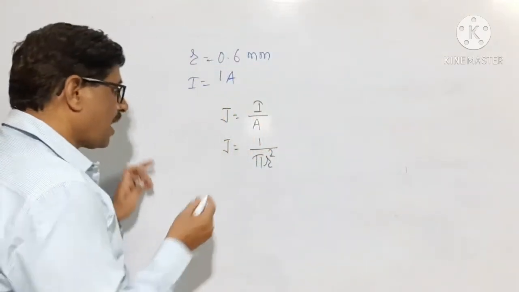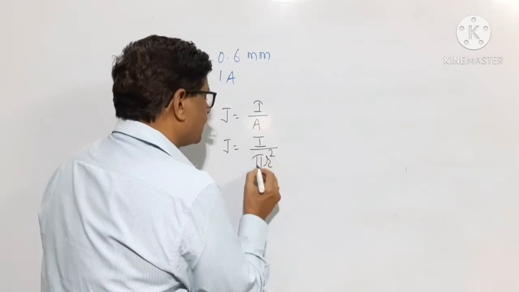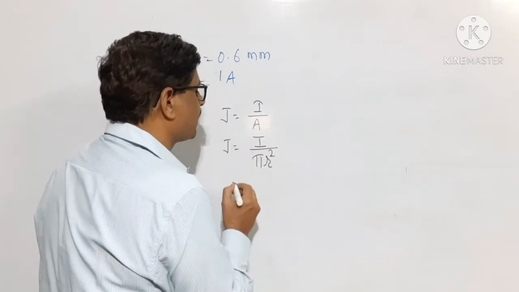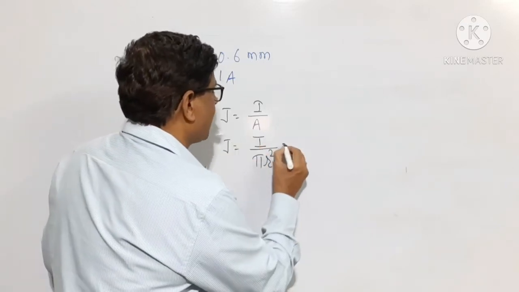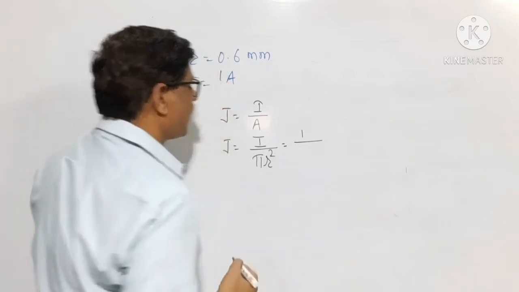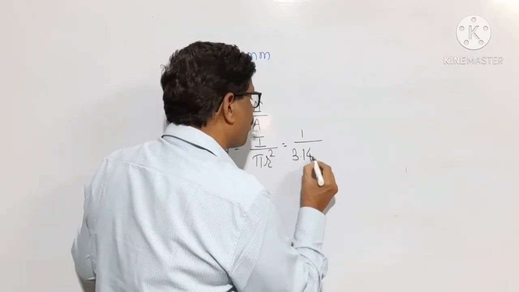Therefore, here I will take the current density is equal to I upon A. The area of cross section of the cylinder is circular, the area of the circle is πr², and therefore it is 1 divided by the value of pi, which is 3.142.